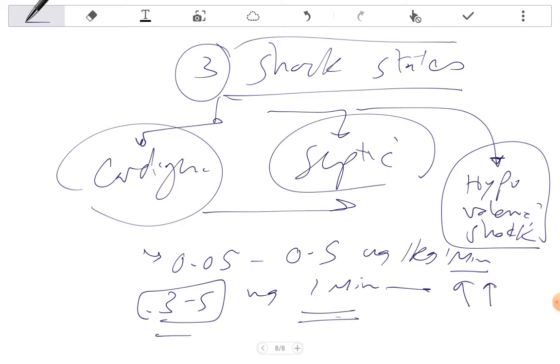Of course, we need to know that adrenaline may cause arrhythmias, so we have to take care in patients with ischemic heart disease and patients with acute myocardial infarctions.